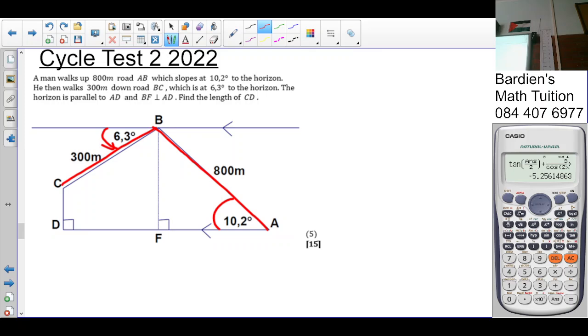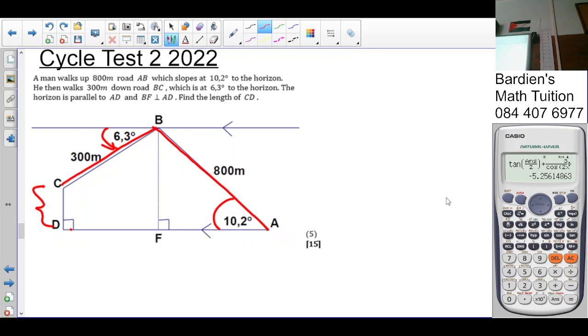Then we have all the horizons parallel to AD. So if lines are parallel, we can use alternate and corresponding angles and so on. And we are told that BF is perpendicular, which stands at 90 degrees to AD. The question says find DC for 5 marks.